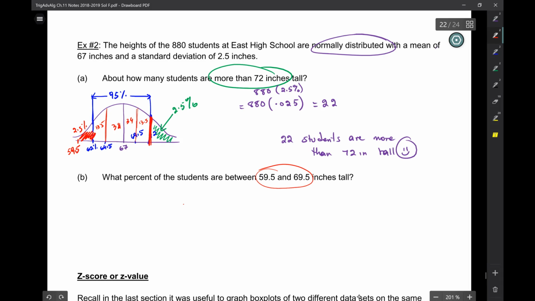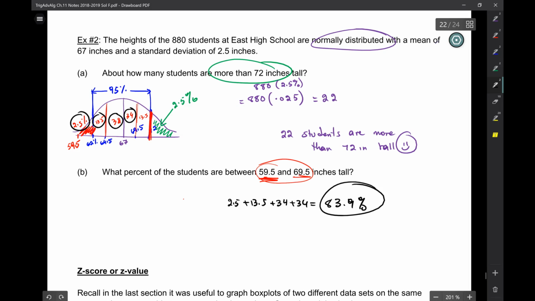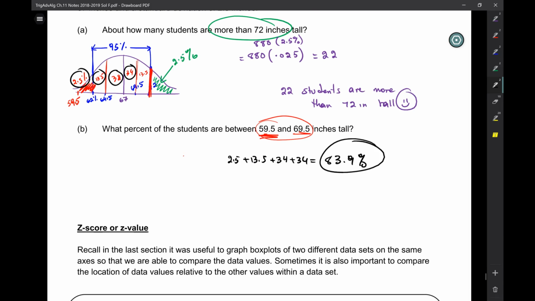I'm sorry, I wasn't reading properly. Until here. So which ones am I going to take? From 59.5 to 69.5. So I'm going to take this, this, this, and this. So 2.5, 13.5, 34, and 34. 83.9%. So do you see how the point is to break it down into compartments.